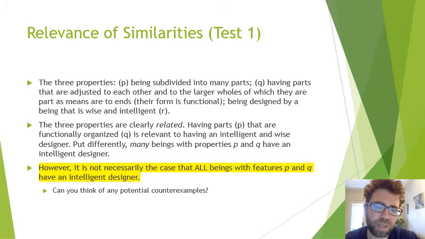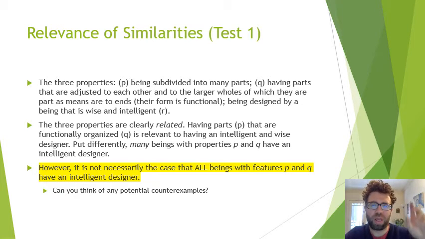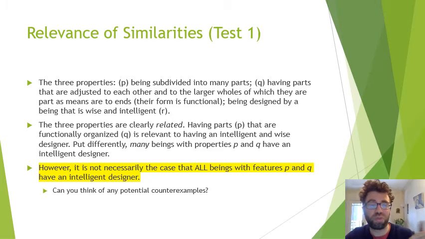The problem is that not everything with properties P and Q will have property R. So here we can start really pushing back. If we can just come up with a list of other things out there, other types of beings that are both divided into parts and have functionally coordinated parts, but do not have intelligent designers, then we show that there's no necessary connection with having an intelligent designer, and therefore that we are not licensed to conclude that the universe has an intelligent designer. So that's your task.